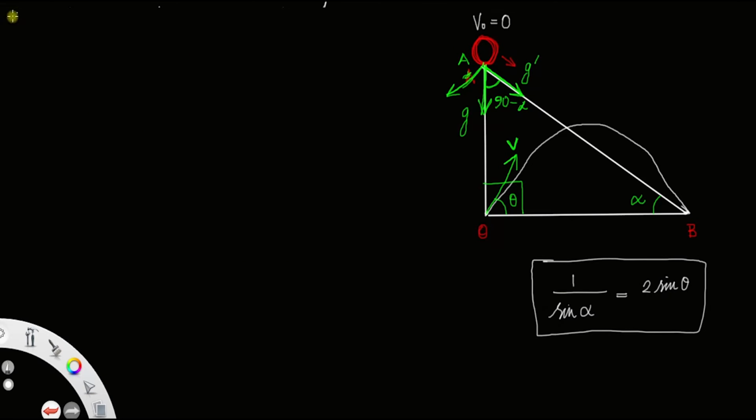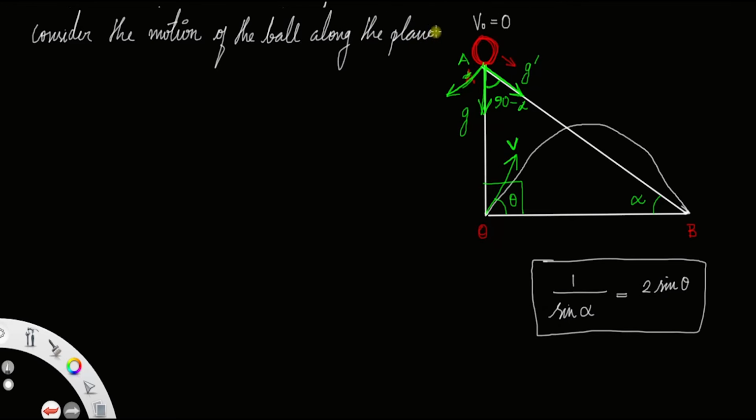Again, consider the motion of the ball along the plane. We can this time use the third kinematic equation, v square is equal to v0 square plus 2as, where v is the final velocity, that is the velocity at the point B, v0 definitely the initial velocity, a is the acceleration, this we know g dash is equal to g sine alpha, and s is the length AB or the displacement along the plane. So this can be written as v square is equal to v0 is 0 plus 2 into, instead of a you can write g sine alpha into s.